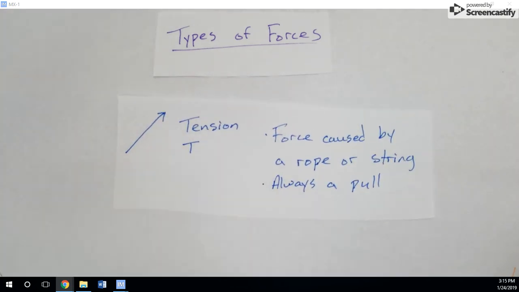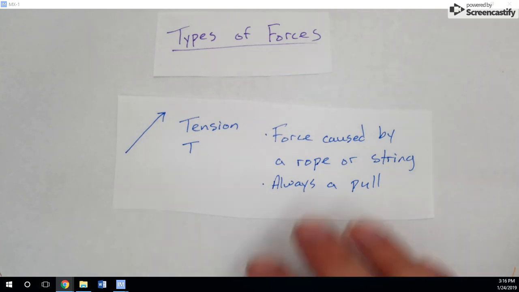Our next one is a tension. A tension is a force caused by a rope or a string or anything like that. A tension is always a pulling force. So if we have a rope or a string pulling on something, instead of describing that as a push or a pull, we would describe that as a tension.